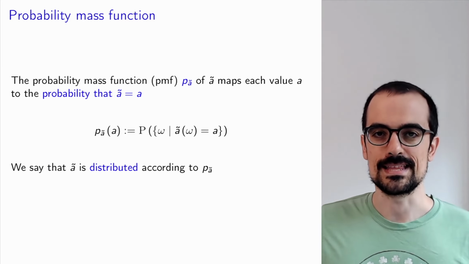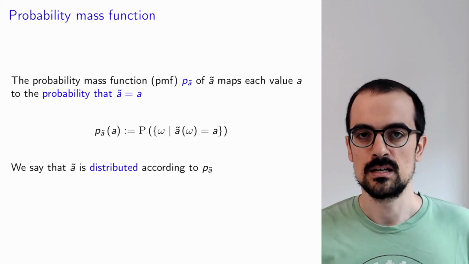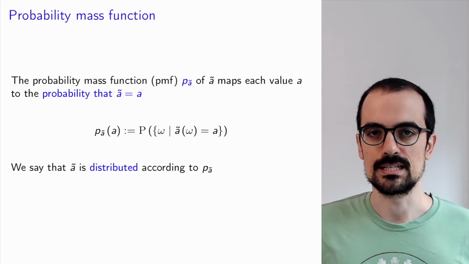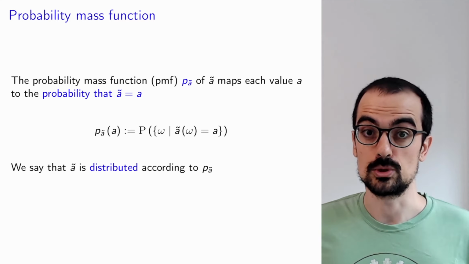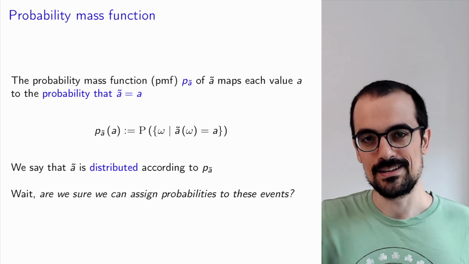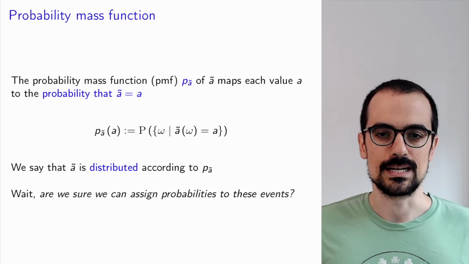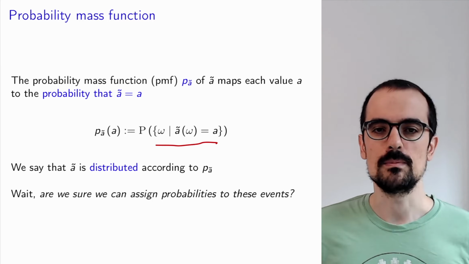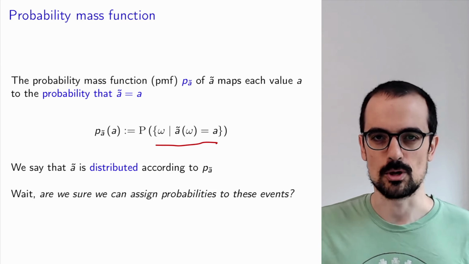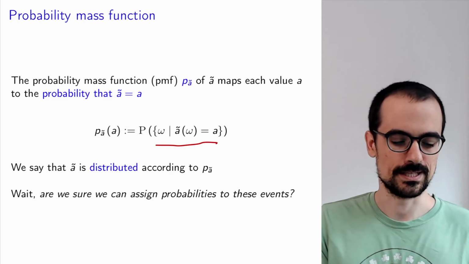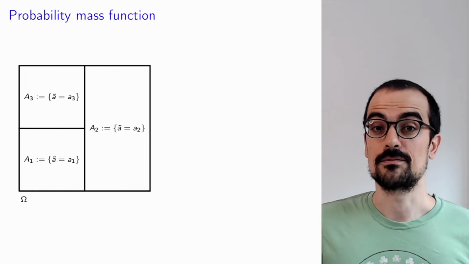We usually say that the random variable is distributed according to this probability mass function because the probability mass function completely characterizes the behavior of the random variable, as we're going to see in a moment. But first, especially if you're mathematically oriented, you might be asking, how do we know that these probabilities are actually well defined, that the probability measure is going to assign probabilities to these events in the sample space? And that's a very good question.